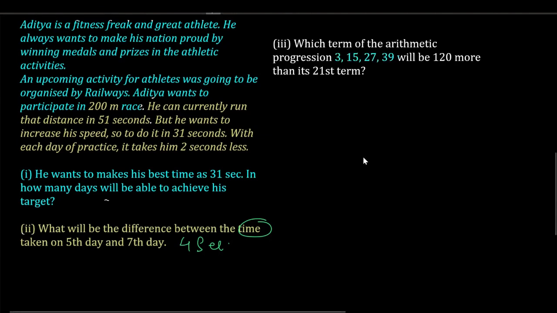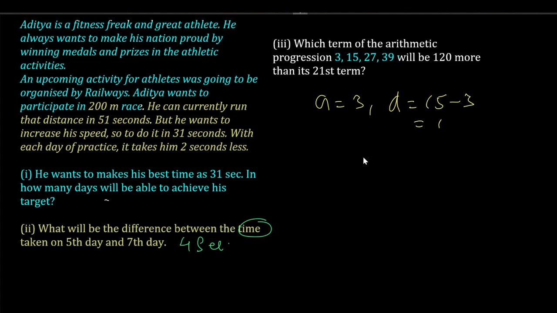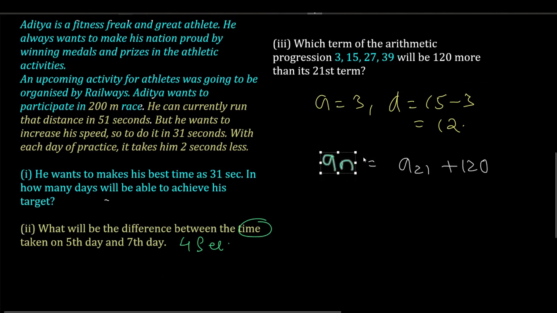So we know there is an arithmetic progression, and clearly from here I can see a is 3. Common difference would be what? Second term, which is 15, minus 3. That results in 12. It says which term of an AP is 120 more than the 21st term. So whatever that nth term is, it is 120 more than the 21st term. What is the 21st term? a21 and 120 more. So the required nth term, the required term which we have to get, is 120 more than the 21st term.